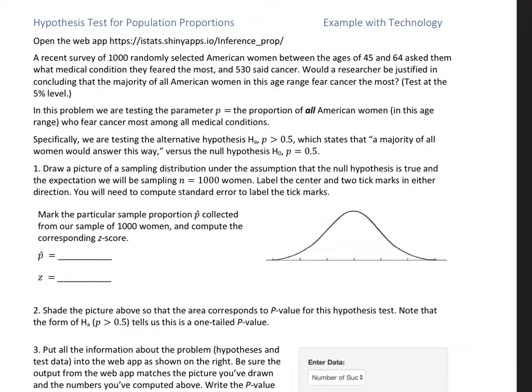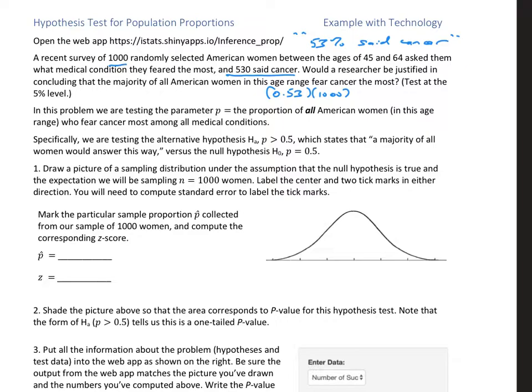In some problems, instead of saying 530 said cancer, they might say 53% said cancer. And the reason that's relevant is that if they say it that way, then we have to use the technology to figure out how many people that was. In this case, that's not hard, because if they told me 53% said cancer, I just have to figure out what is 53% of 1,000. So 53% of 1,000 would be 0.53 times 1,000, and it's pretty easy to see that ends up being 530.